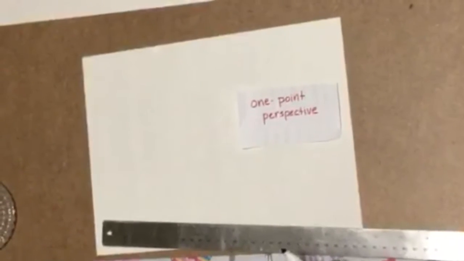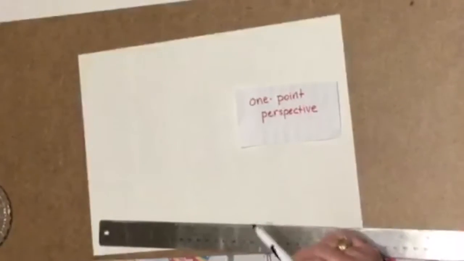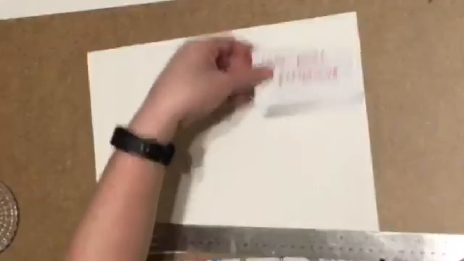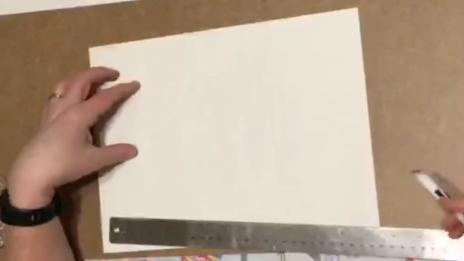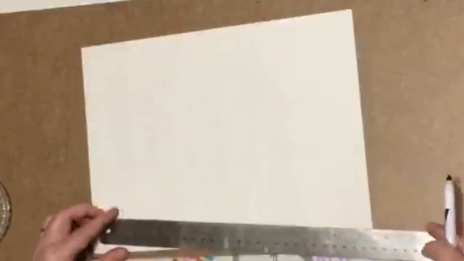Hello 5th grade. I wanted to show you how to do one-point perspective today. And what you're going to need is a paper, a pencil, and a ruler.